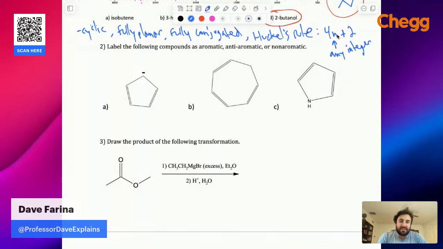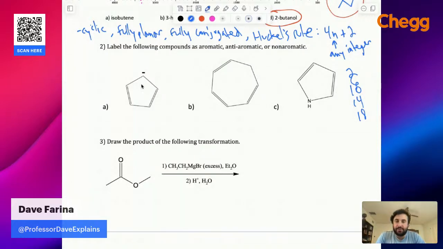So if n is 0, we would get 2. If n is 1, we would get 6. If n is 2, we would get 10, 14, 18, etc. And you can have very, very large aromatic systems this way. They're usually polycyclic. But these are the numbers of electrons that are delocalized in the ring that will yield aromaticity. So with that in mind, let's take a look at these.